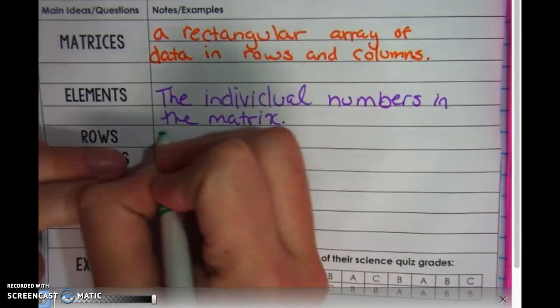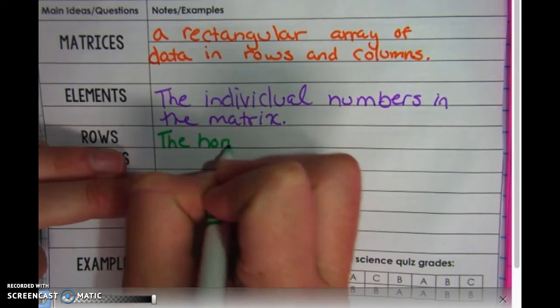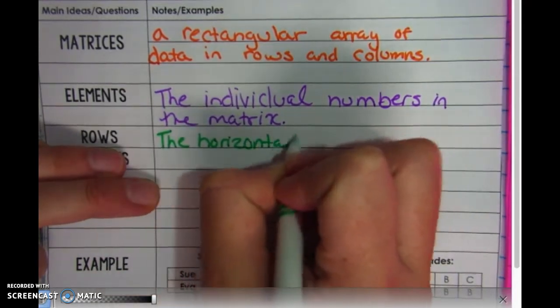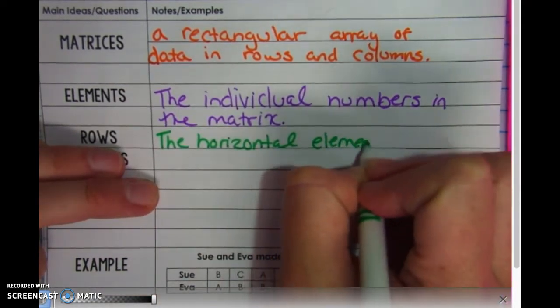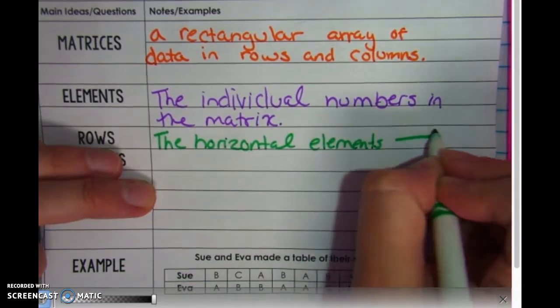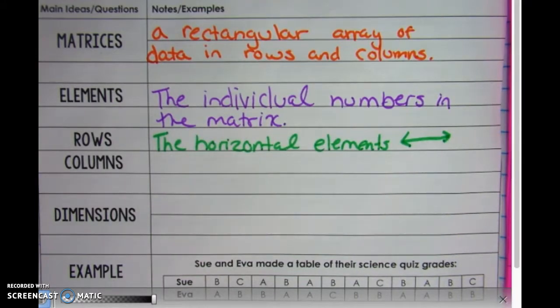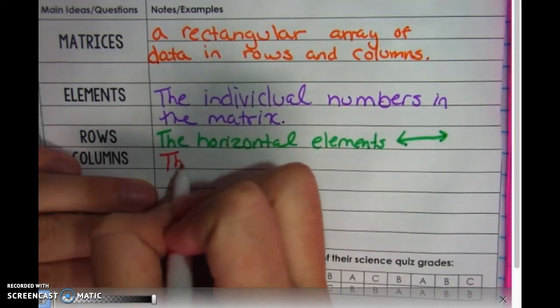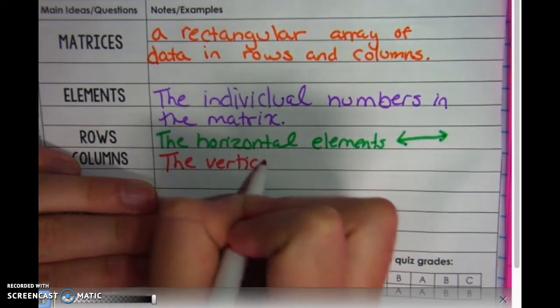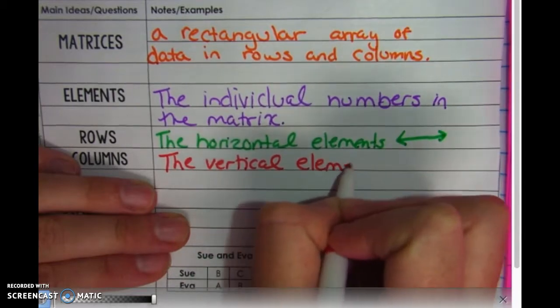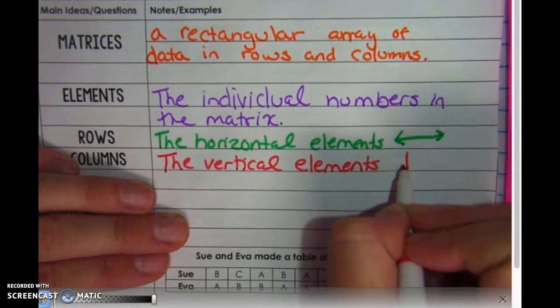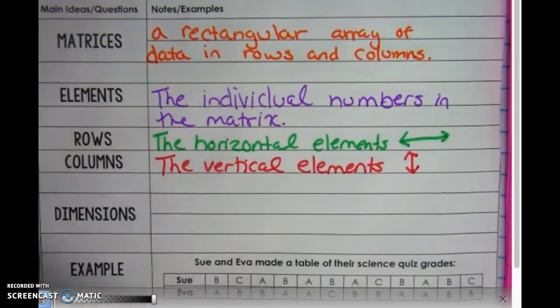Rows are the horizontal elements. And remember, horizontal goes left to right. Remember the sun sets over the horizon. Columns are the vertical elements. Vertical goes up and down.